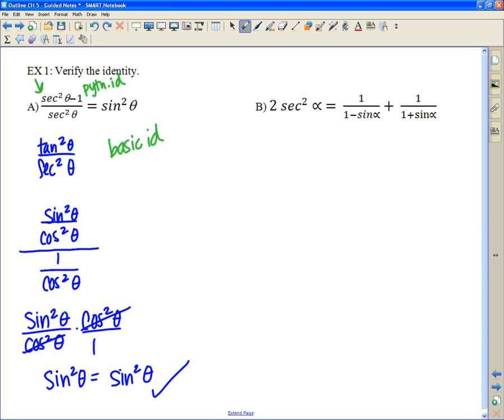2 times secant squared alpha equals 1 over 1 minus sine of alpha plus 1 over 1 plus sine of alpha. This time I am going to start on the right side. Seems seriously more complicated. You practice this skill in 5.1. You're adding fractions with a different denominator, so you need a common denominator. So I'm going to multiply this side times 1 plus sine of x, and if I do it to the bottom, I have to do that to the top so that it stays, I'm multiplying by 1. Over here, I'm multiplying by 1 minus sine of x on the top and on the bottom.